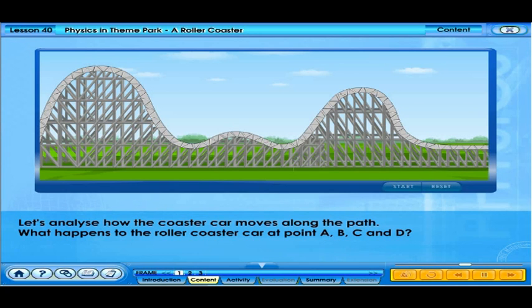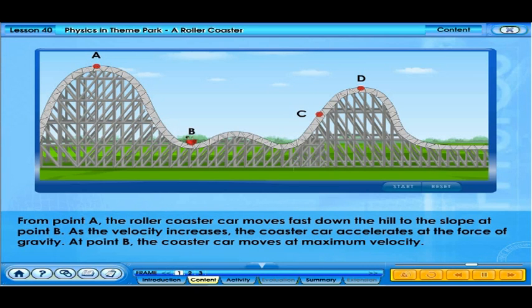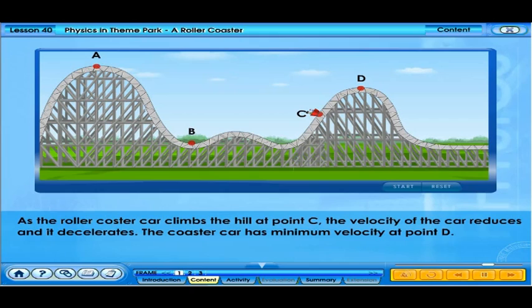What happens to the roller coaster car at point A, B, C, and D? From point A, the roller coaster car moves fast down the hill to the slope at point B. As the velocity increases, the coaster car accelerates at the force of gravity. At point B, the coaster car moves at maximum velocity. As the roller coaster car climbs the hill at point C, the velocity of the car reduces and it decelerates. The coaster car has minimum velocity at point D.